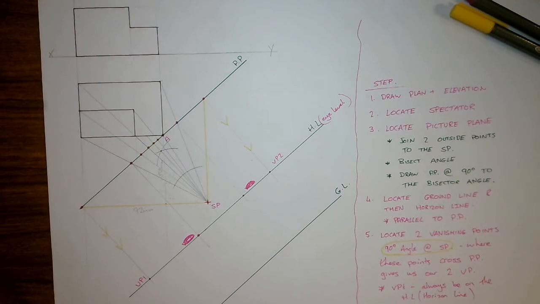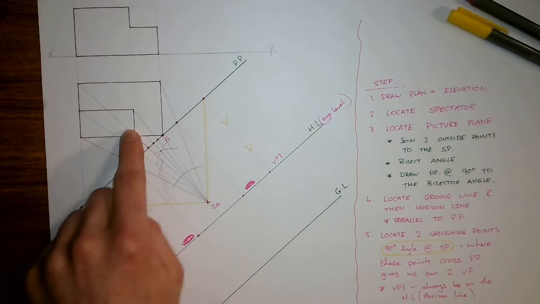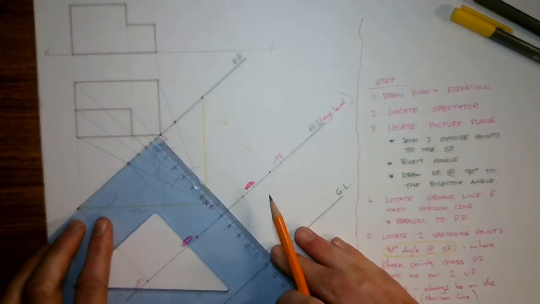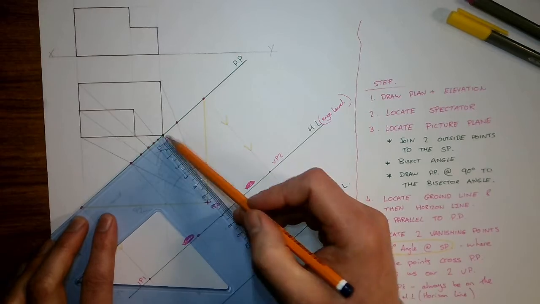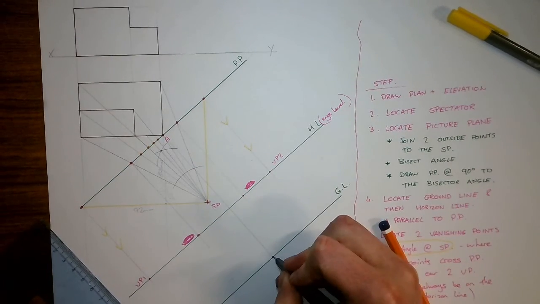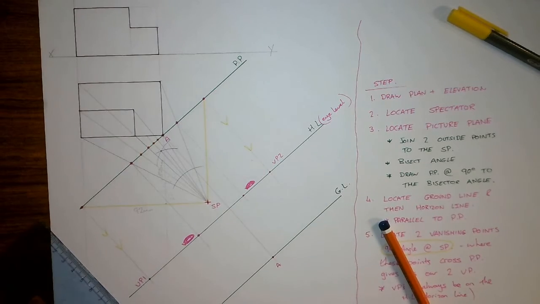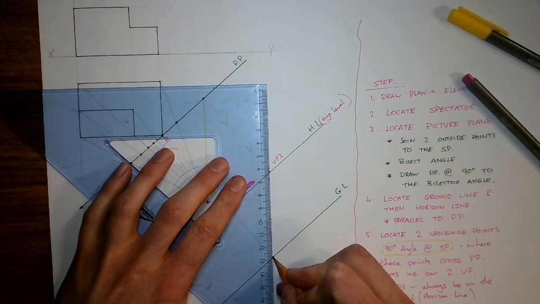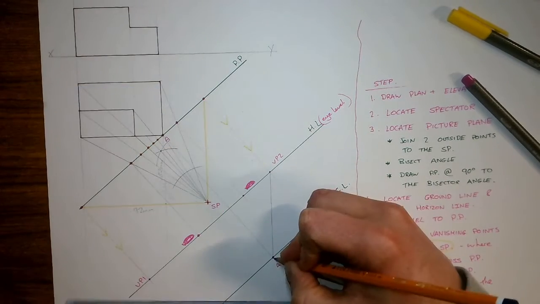Next thing we need to do is just to take all these points down at that angle. So I'm going to take corner A down because I know it's on the picture plane, just take it down at 90 degrees. Gives me a point here. I'll just highlight that as A because I have it highlighted up there. What I can do then is join A to VP2 and VP1.